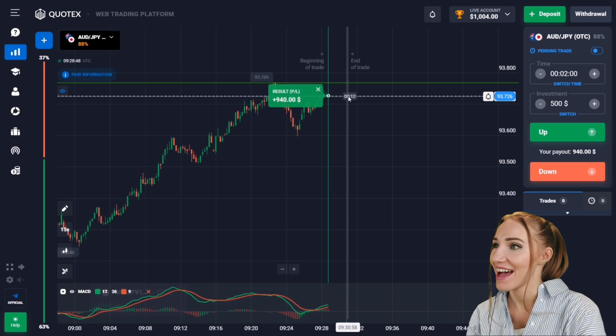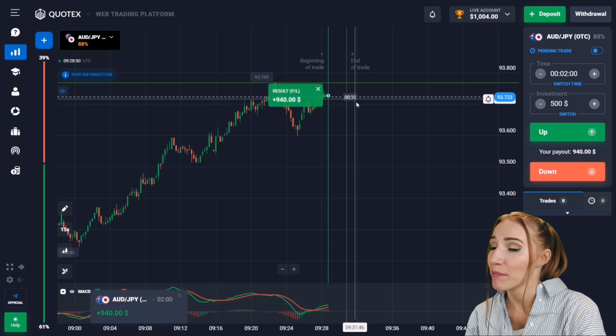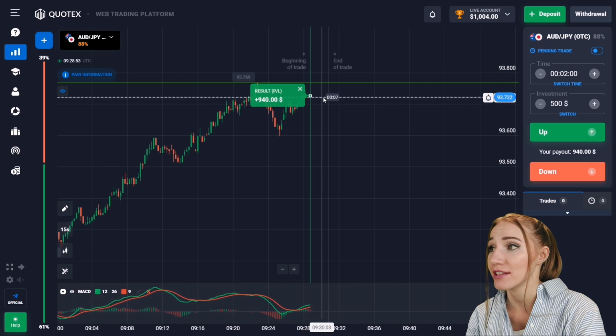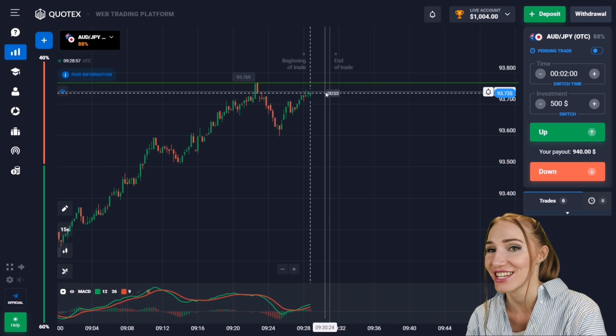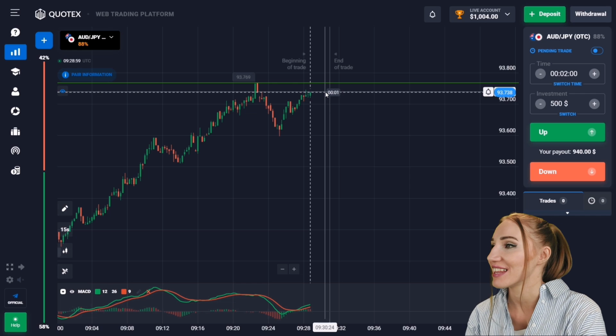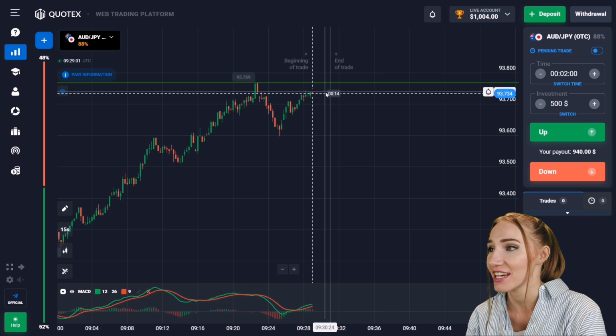So it's not bad. As you can see, the price really moved up and we made a profit. So the indicator showed the very good entry point. I loved it. So this situation was perfect. So let's continue and find the next working situation.